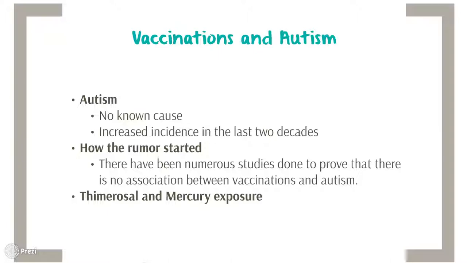Thimerosal and mercury exposure is also another concern for autism. However, vaccine manufacturers assured the removal of thimerosal from vaccines. By 2001, all vaccines routinely recommended for children 6 years of age and under in the U.S. were produced without thimerosal as a preservative, with the exception of some doses of inactivated influenza vaccine. Today, all vaccines are available without thimerosal, including several influenza vaccine presentations.